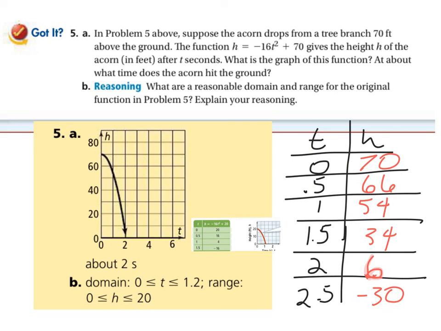Part B of this, what are a reasonable domain and range for the original function? So again, domain, range. What kind of things are we going to put in? Well, the domain, 0 to about 1.2 seconds, if we think back to the graph of this one, because it's just after 1 second. And then that range piece, again, is obviously going to be between 0 and 20 feet. Just like for this one, it's going to be between 0 and 70 feet because it's not going to drill into the ground.